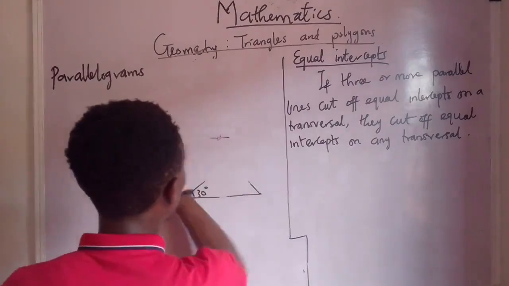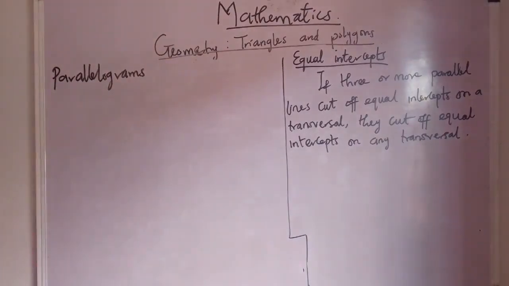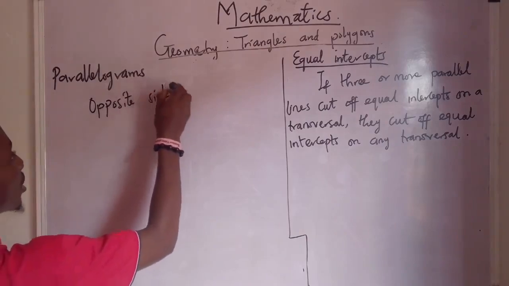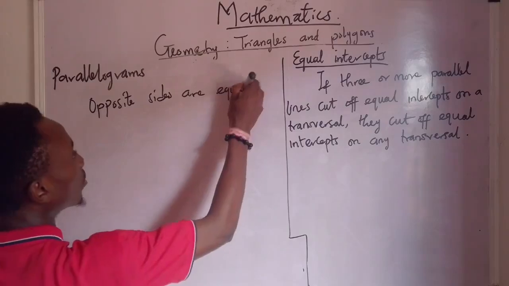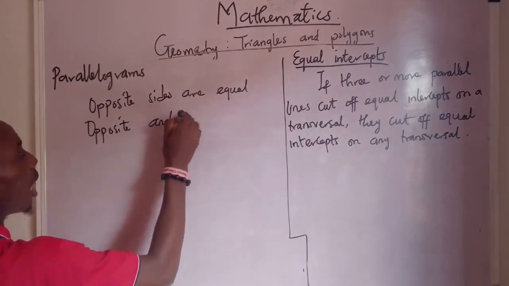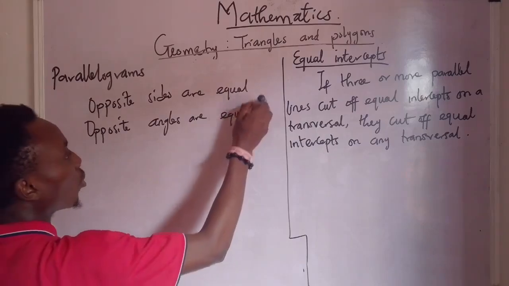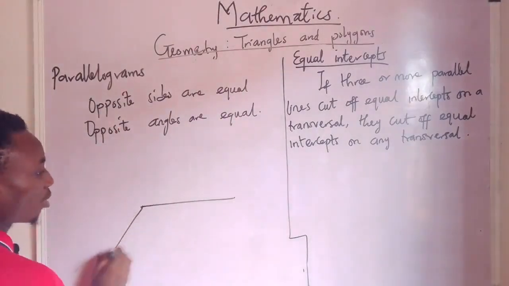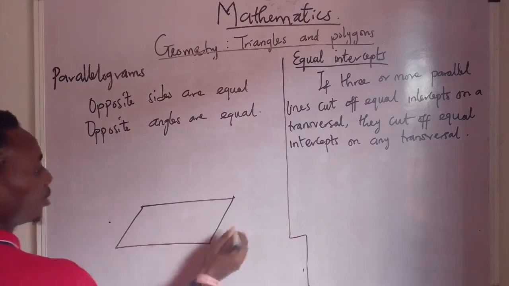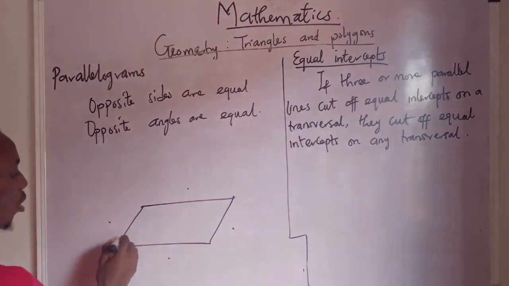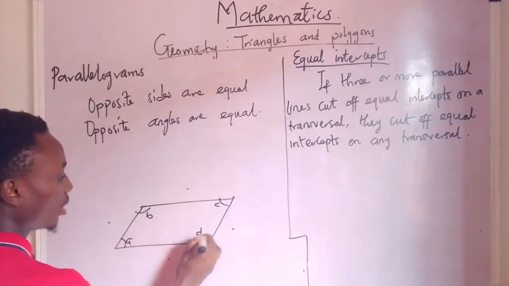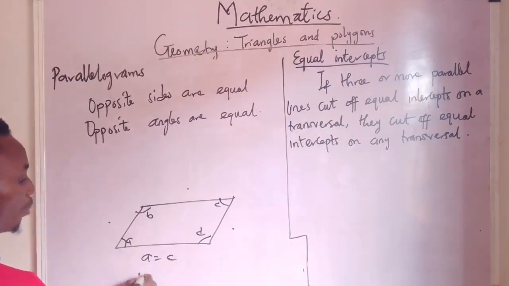Parallelograms have the following properties. Opposite sides are equal. In a parallelogram, opposite angles are also equal. So you have a parallelogram looking like this. Opposite sides are equal. These two sides are equal, these two sides are equal. Opposite angles are also equal. This is A, this is B, this is C, this is D.